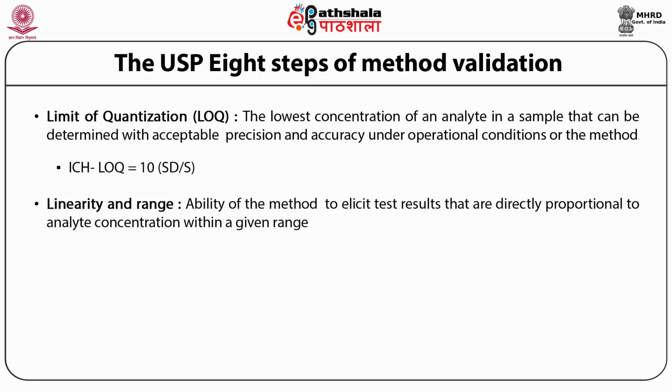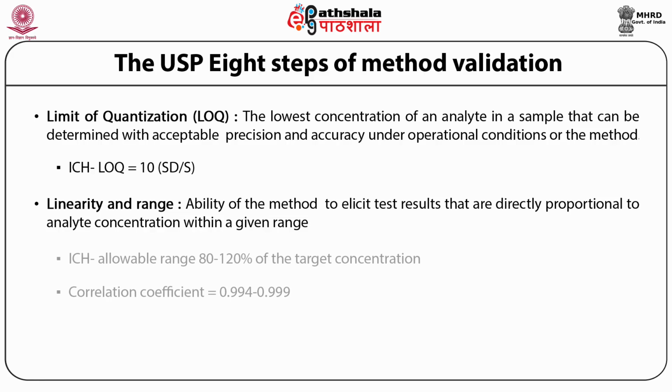Next comes linearity and range. You always plot the standard calibration curve to see the linearity, how linear the curve is within a particular range, the straight line you get with the concentration of the analyte against the response. It is the ability of the method to elicit test results that are directly proportional to the analyte concentration within the given range. The allowable range is 80 to 120% of the target concentration. The correlation coefficient expected within this range is 0.994 to 0.999.